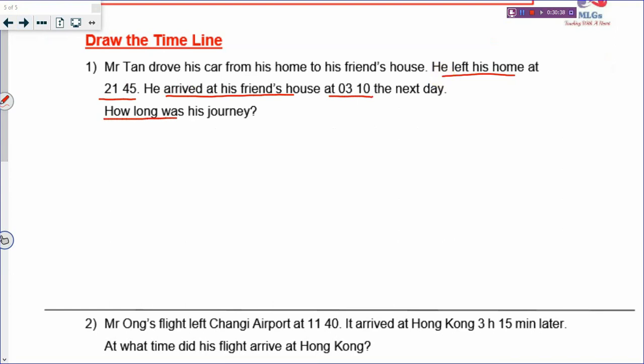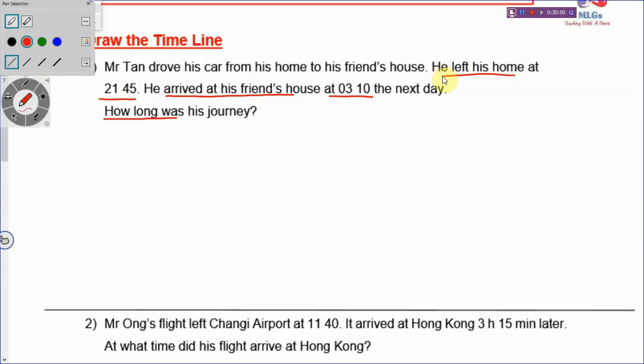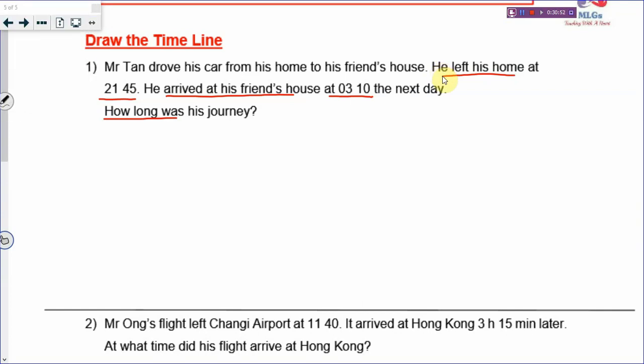How long was the journey? So you're asked to find the duration. Now, why do we need to know how to convert 12-hour to 24-hour and vice versa? This is the reason why. If you are confused or not good with working with the 24-hour clock, then what should you do? You should convert the 24-hour clock into 12-hour clock, and then it becomes a primary three problem.